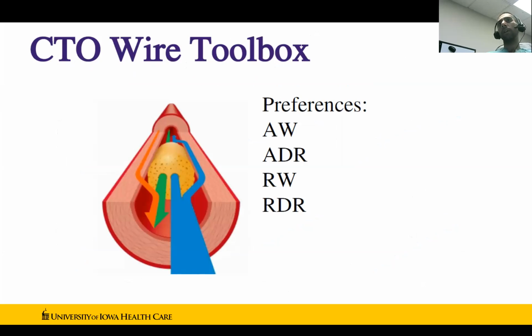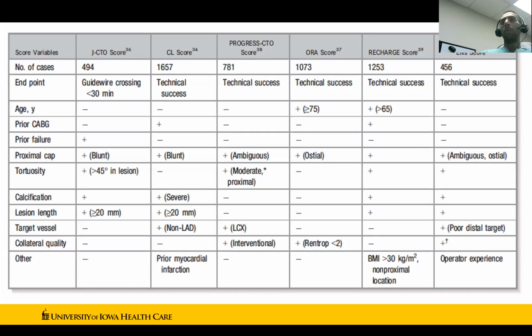Why is that? Because all these procedures involve skills in not just one technique, but multiple techniques. That includes antegrade wire escalation, then antegrade dissection reentry, which is ADR, then retrograde wire escalation and retrograde dissection reentry. And so when we actually look at these patients, there are multiple scores that have been created across the world to actually grade these patients when they present to you.